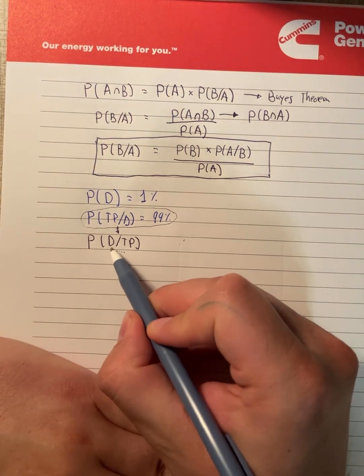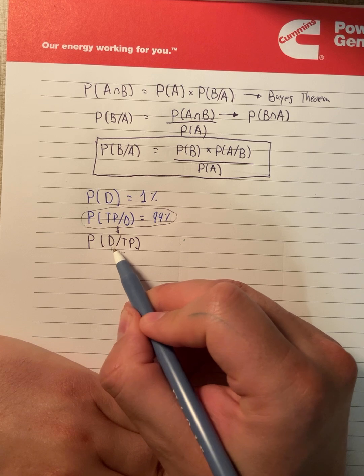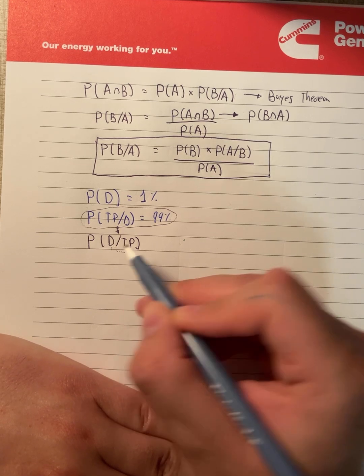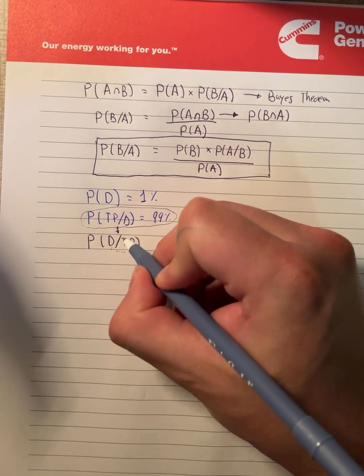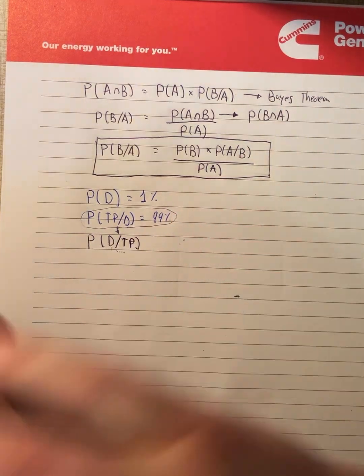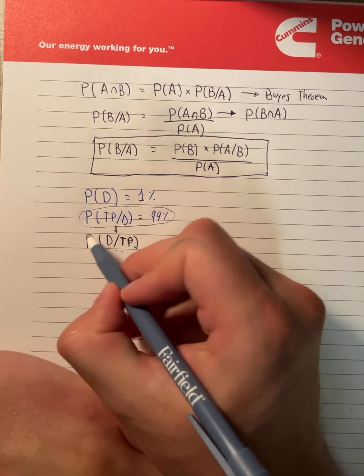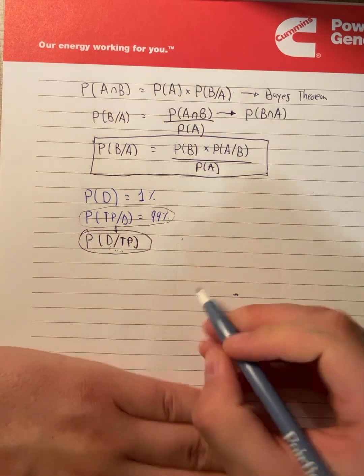But this is like you don't know if you have the disease, right? For example, in this one you have the disease, but you don't know. You first know that you tested positive. You want to know if you had the disease or not, right? So I think this is the most important question to ask.